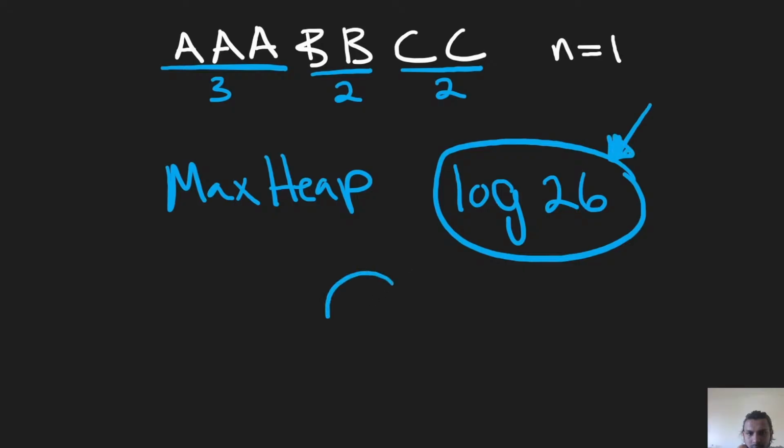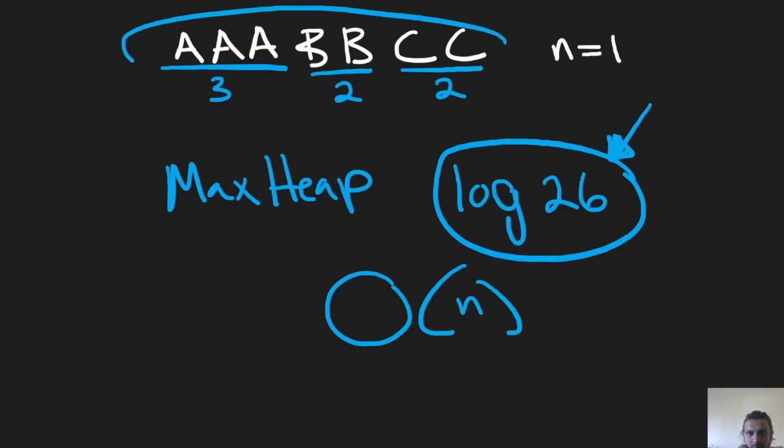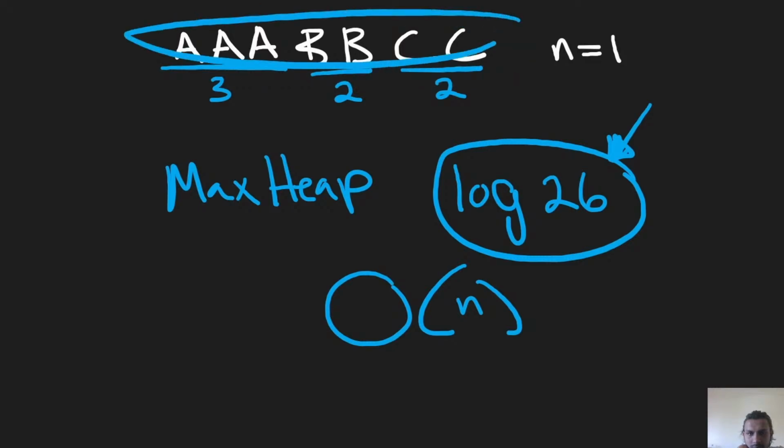But I will say that the overall time complexity is still going to be big O of n. One, because we are going to have to count the occurrences of each task. So we're going to have to go through the entire input.